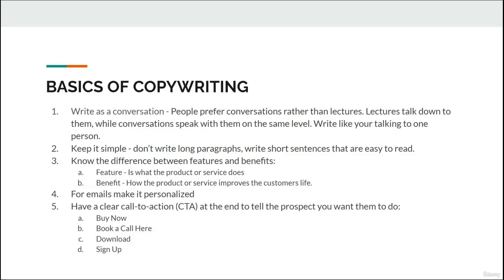And then number 5, always have a clear call to action at the end that tells the prospect what to do. After the person has read something of yours, you want to tell them what to do next. This is the action you're trying to get them to take. So the CTA can simply be, buy this product now, book a call here, download this ebook, sign up using this link, just having something that's very clear.